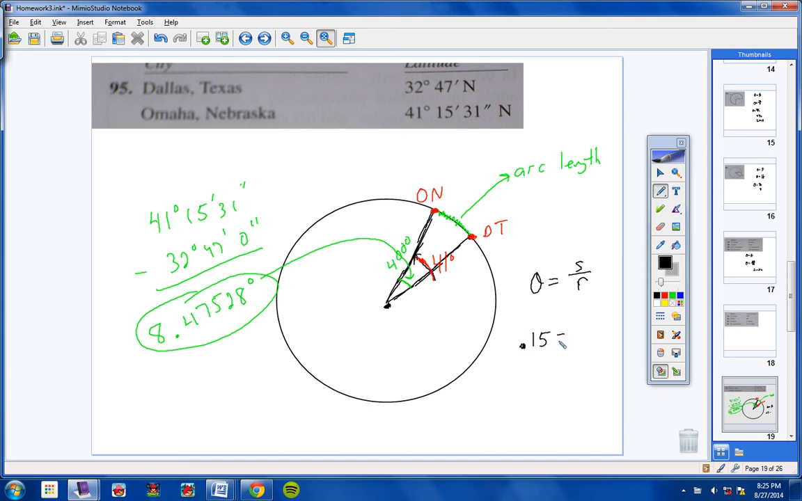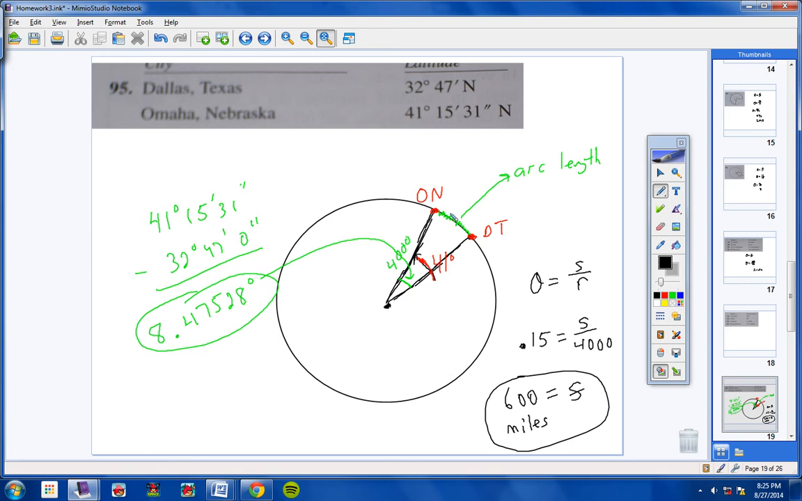Now again, where did I get that? I converted 8.5 degrees over to 0.15 radians equals this over 4,000. And I'm going to multiply both sides by 4,000. And 4,000 times 0.15 is going to give me 600. And of course, S over 4,000 times 4,000 would just leave me with S. And of course, because 4,000 was in miles, then 600 would be miles. So there's the arc length. The distance between those two cities would be approximately 600.